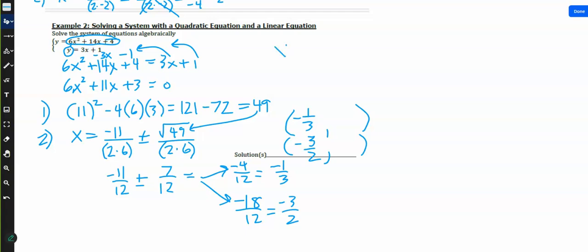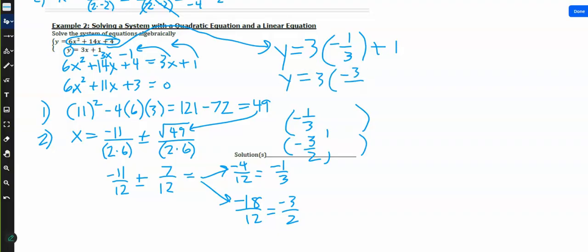I'm suggesting that we probably should use the linear function. That'd probably be the easiest in my opinion. 3 times negative 1/3 plus 1. And then also 3 times negative 3/2 plus 1. Well, the first one, the 3's cancel out, giving me negative 1 plus 1, which is just 0. So that's kind of easy.